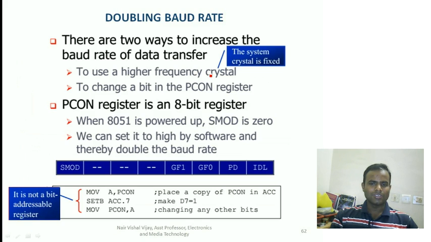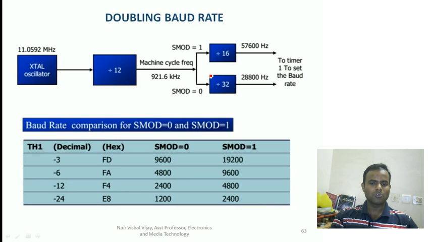Okay. So basically if the SMOD value is 1, it is automatically divided by 16. If the SMOD value is 0, it is automatically divided by 32. So giving you different baud rates for the same value. So let's do a problem for you to understand.